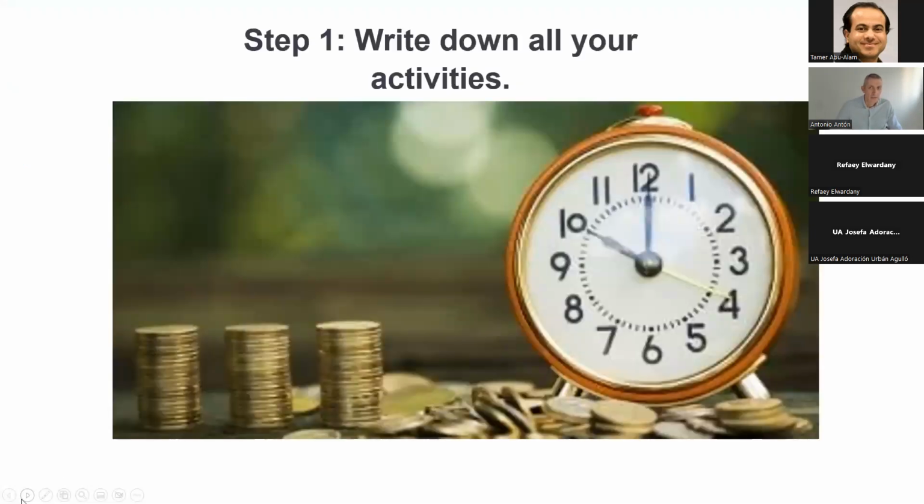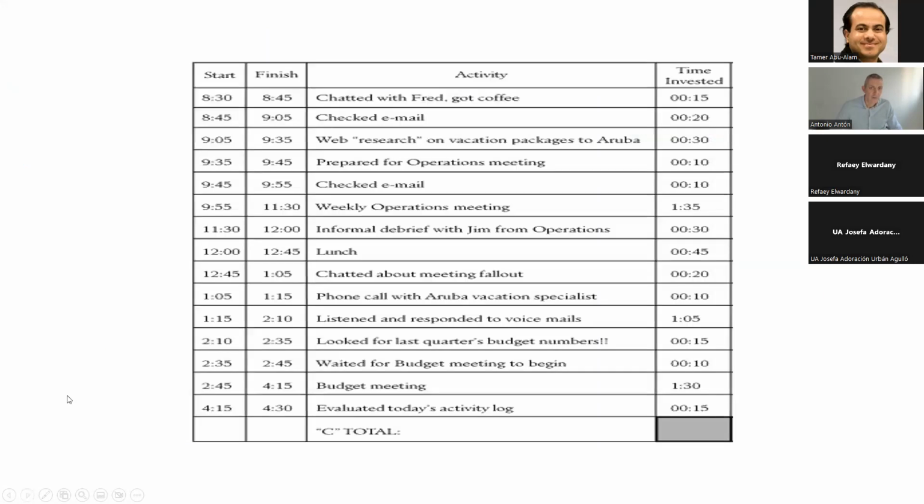Okay. So first of all, you need to write down all your activities, all of them. This is an example right here. Start, finish, and there are different activities: chat with Fred, check the email, web research, prepare for operations, weekly operations, informal debrief, phone call about vacations, listen and respond, look for last quarter's budget, and so on.